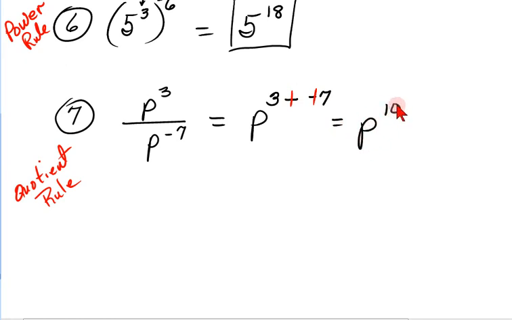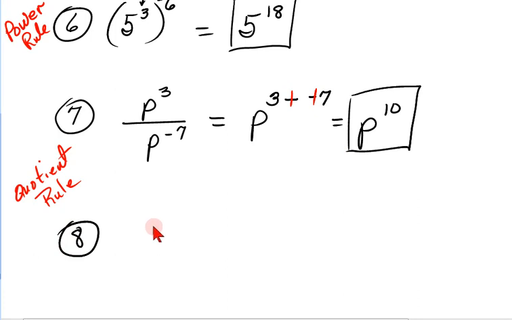Do I have a negative exponent? Nope. Now I don't have to worry about it. Could you have moved it? The answer is yes, but it would have taken 2 steps to finish the problem. Do you want me to show you that way? No. Okay, then I won't. Number 8.